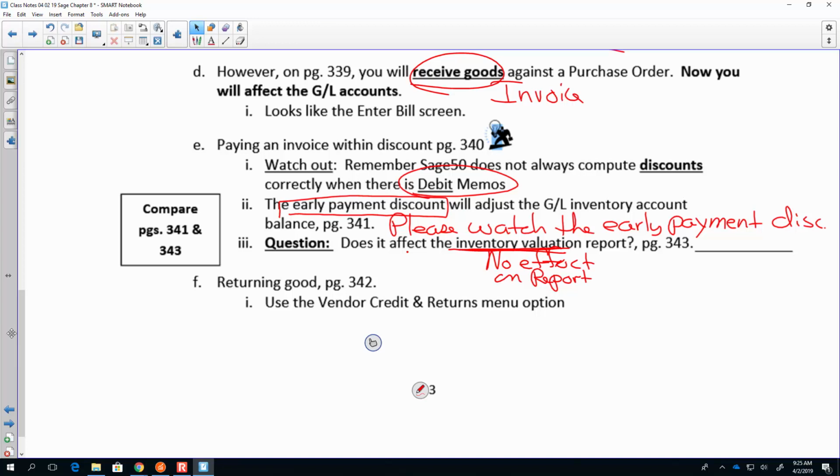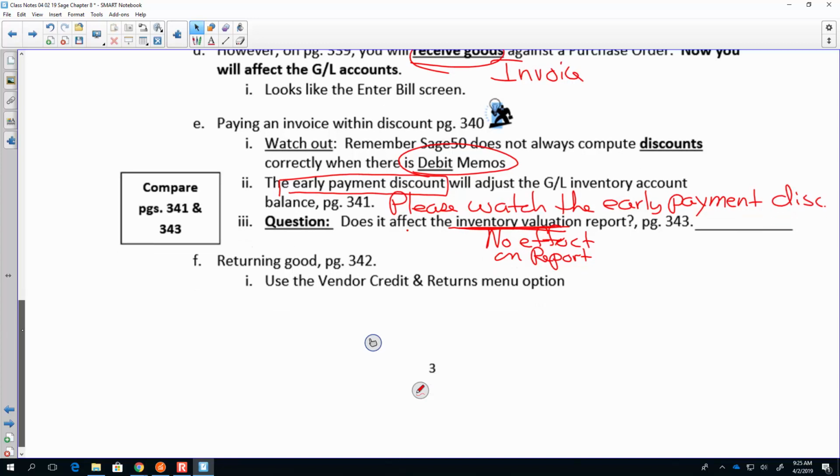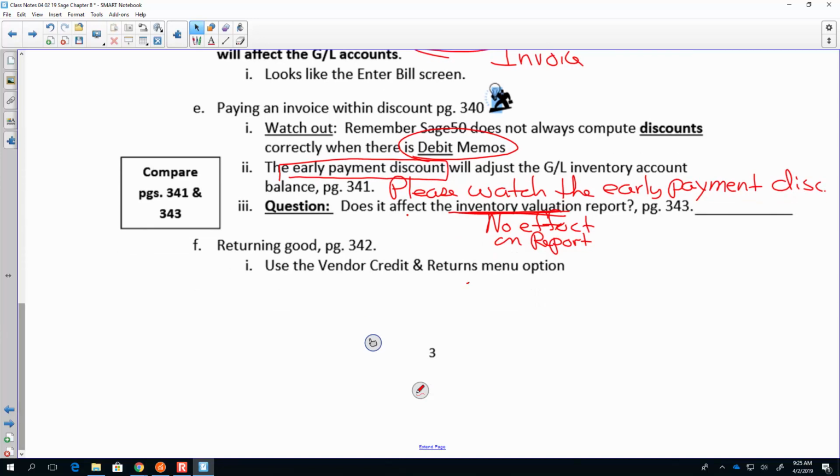Okay, so I'd like you to turn to page 343, please. I'm going to see if I can prove this to you. The SK2 item. The cost is $1,200.